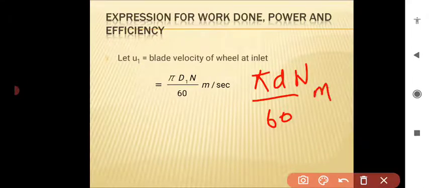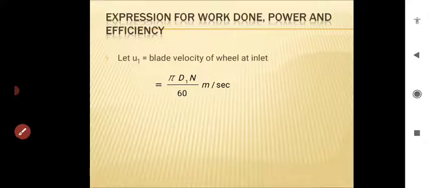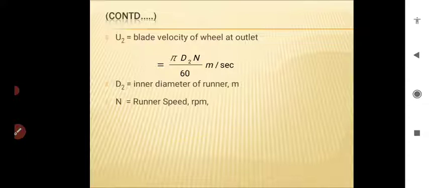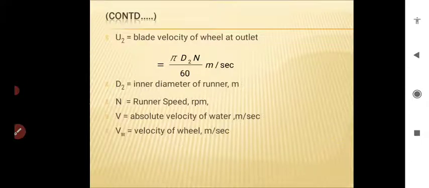In meters per second. This is the blade velocity, and D1 is the diameter of the runner in meters, and U2 is the blade velocity of the wheel at outlet, that is pi D2 N by 60 in meters per second. Here D1 is the outer diameter of the runner and D2 is the inner diameter of the runner. N is the runner speed in rpm, and V is the absolute velocity of water in meters per second.